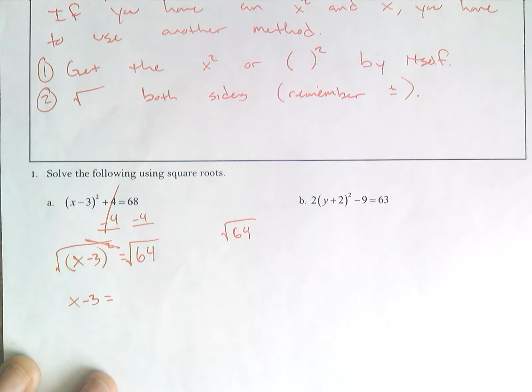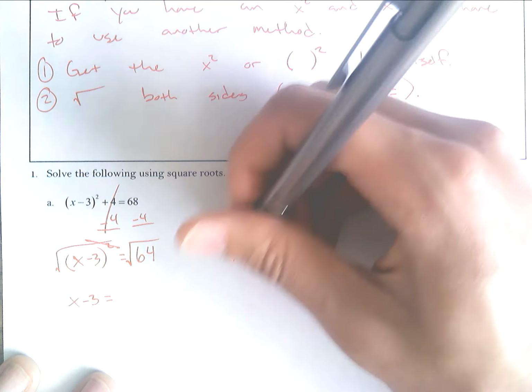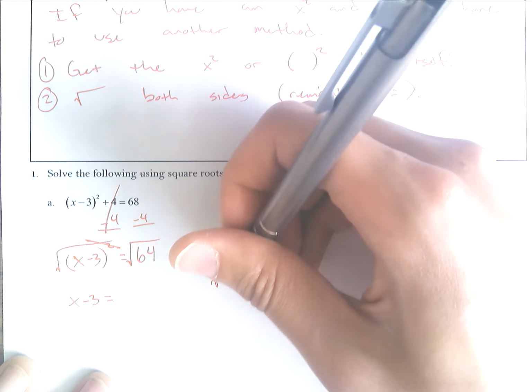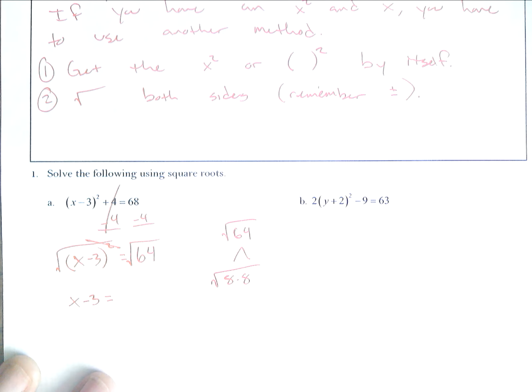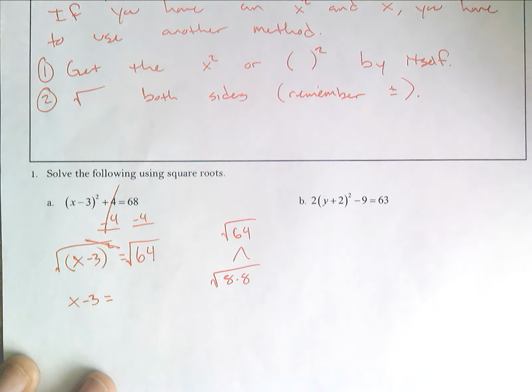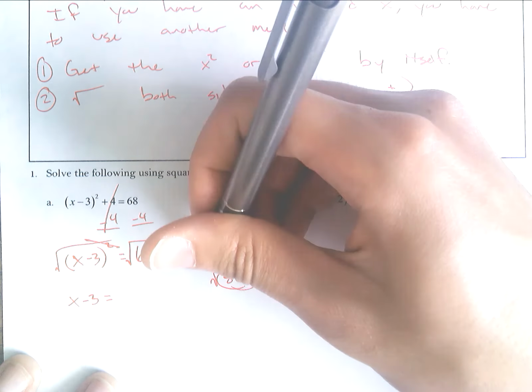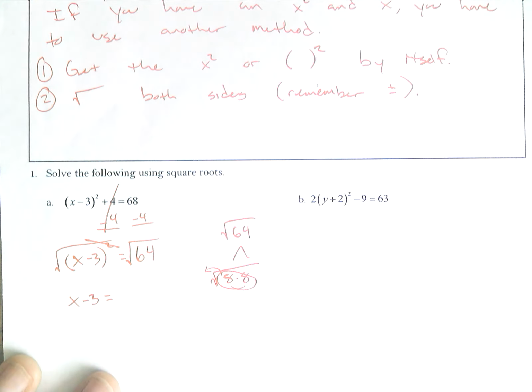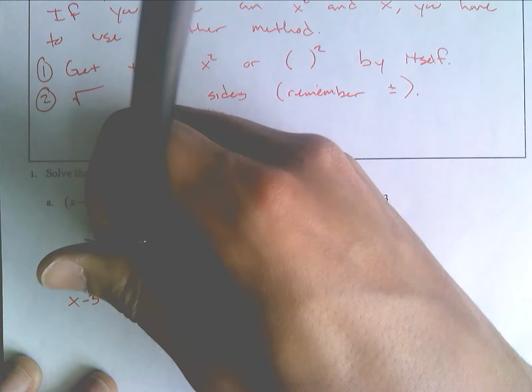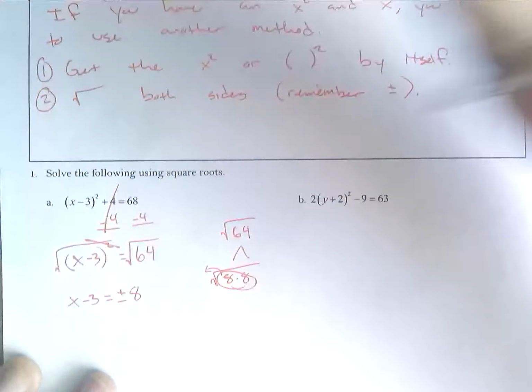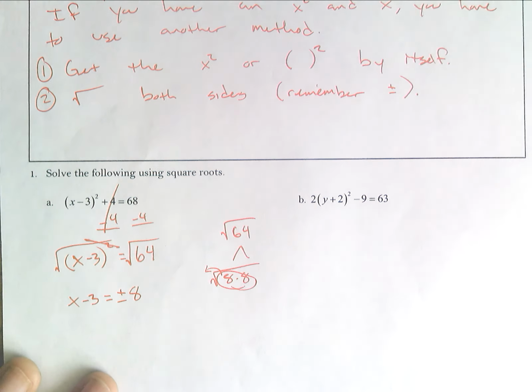So factors of 64, you could say 16 and 4. You could say 8 and 8. I'm going to choose 8 and 8 because I know that's a pair, and we can pull those right out. You might also recognize 64 is a perfect square, so you can just know that the square root of 64 is 8. But since we're solving equations, we have to include both plus and minus, so positive and negative 8.